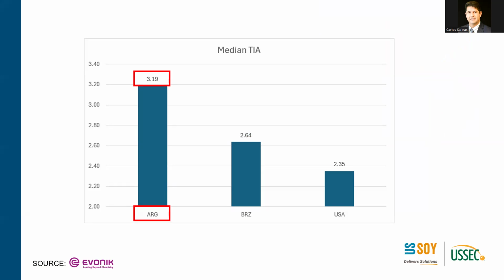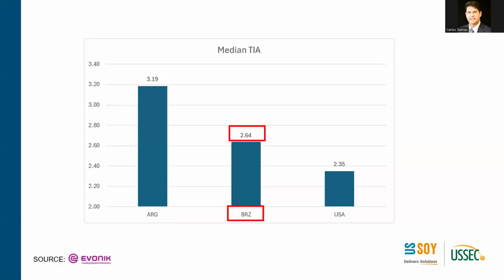This measurement, if I'm not mistaken, is in milligrams per gram. 3.19 milligrams per gram is a measurement, and we see Argentina with the highest level of trypsin inhibitors. When we look to Brazil, it comes in second at 2.64, and the U.S. stands out for having the least amount of trypsin inhibitors for the month of July. This is the meal that you will likely be consuming, depending where you're at, in September, maybe early October, when it arrives at the destinations. So keep that in mind as you make your decisions.